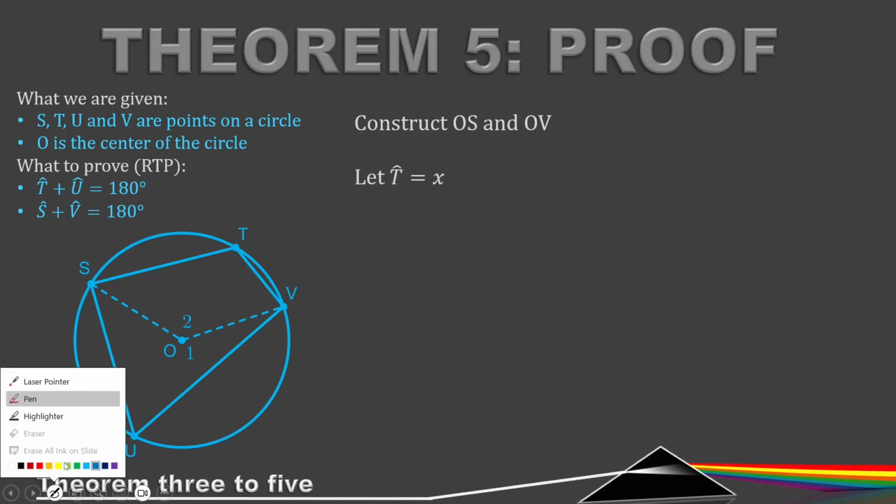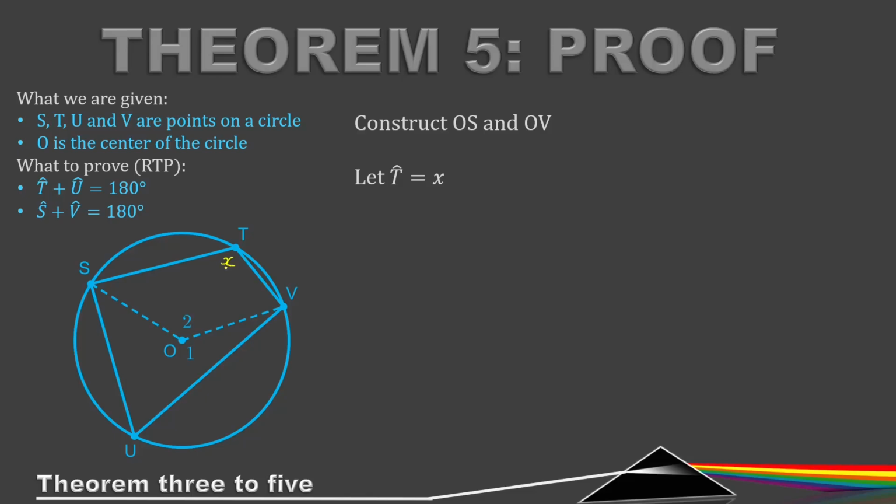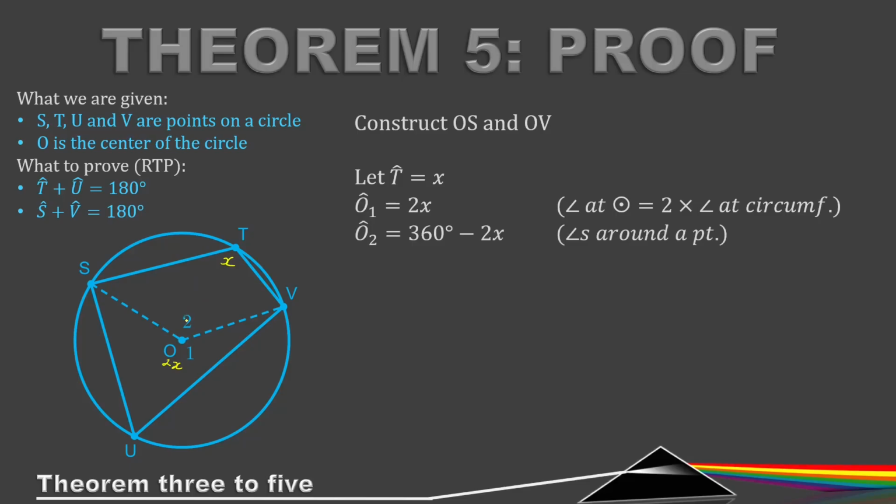So I'm just also going to make those notes here. So X, and then we know that the angle at the center is 2 times the angle at the circumference. So that means that O1 must be 2x if that is x. Okay, and then we can use the angles around a point to find this angle over here. So this is going to be 360 minus 2x, because it's angles around a point.